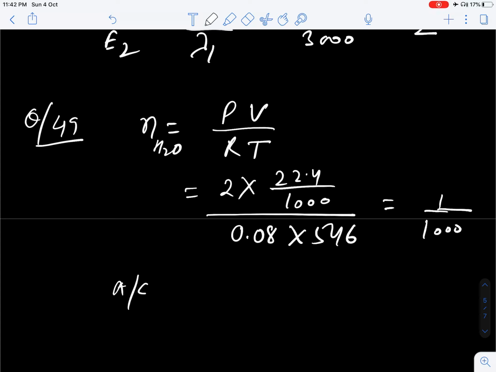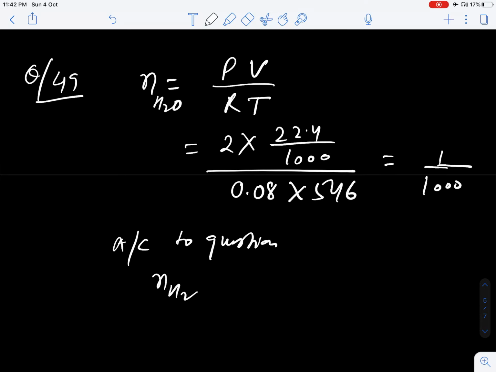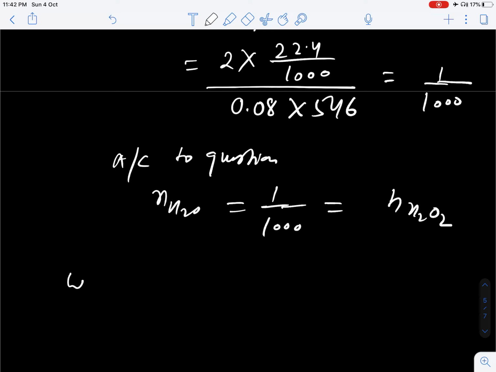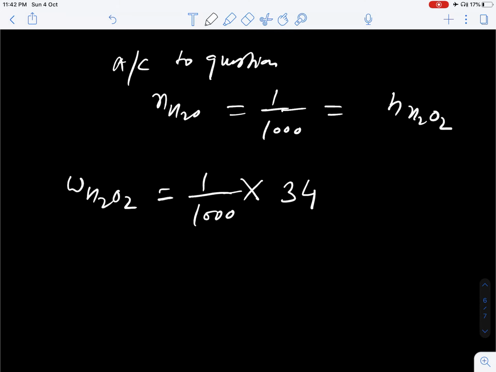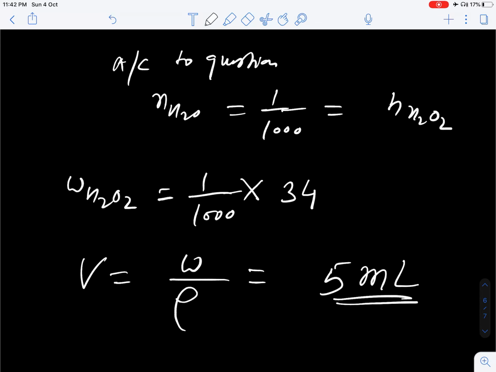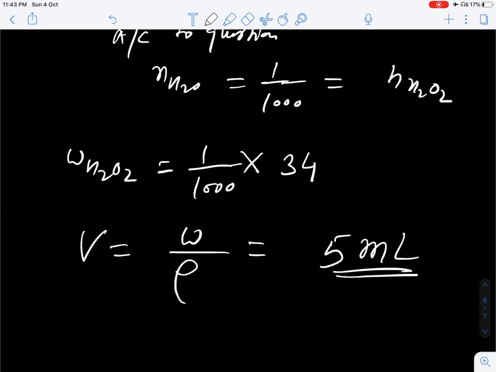According to the question, the number of moles of H2O is 1 by 1000, and this is equal to the number of moles of H2O2. So what will be the weight of H2O2? Number of moles of H2O2 multiplied by molar mass. So you got the weight, and you have to find the volume. Volume is equal to weight by density. Density is given, just divide by density, you will get 5 ml.